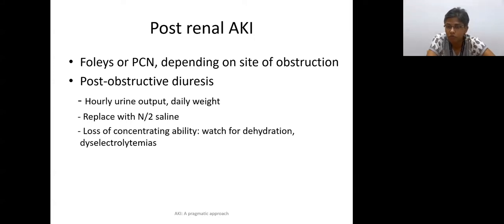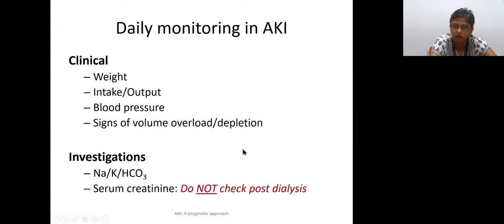So the replacement fluid should not be normal saline. It should actually be N/2 saline. If you don't have N/2 saline, you can alternate normal saline with dextrose, alternate bottles of dextrose and normal saline. Please watch for dehydration, because in a patient who's recovering from an AKI, you may cause what is called a tandem AKI, one AKI on top of the other, simply because you didn't manage their volume status during this phase of aggressive diuresis. So what would you monitor in a patient with AKI?